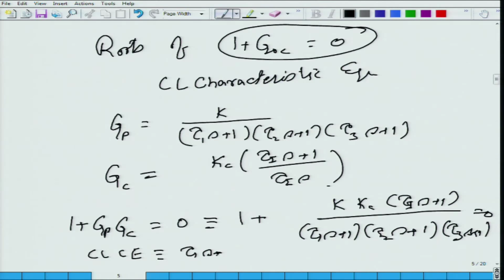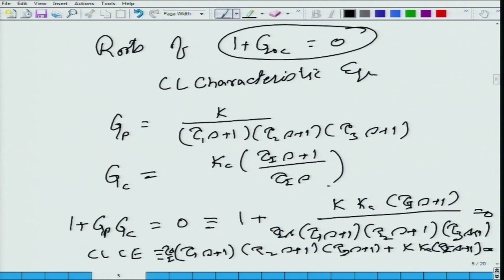(tau_1 s plus 1)(tau_2 s plus 1)(tau_3 s plus 1) plus k times k_c divided by tau_I s, that I forgot, so there is a tau_I s here, times (tau_I s plus 1), equal to 0.